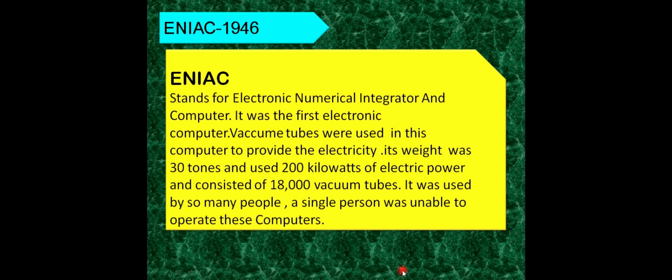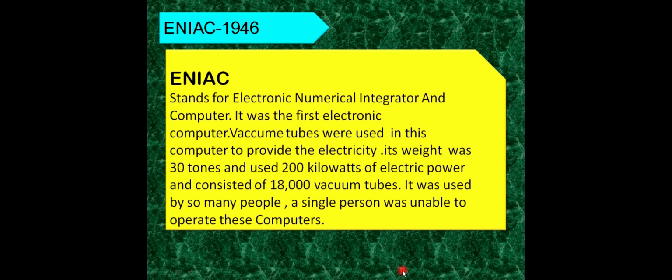And the next thing is the most important thing. A single person was unable to use such computers, because they were operated by thousands of people. To run a single computer, they required thousands of people to operate it. So these are the characteristics of these computers.